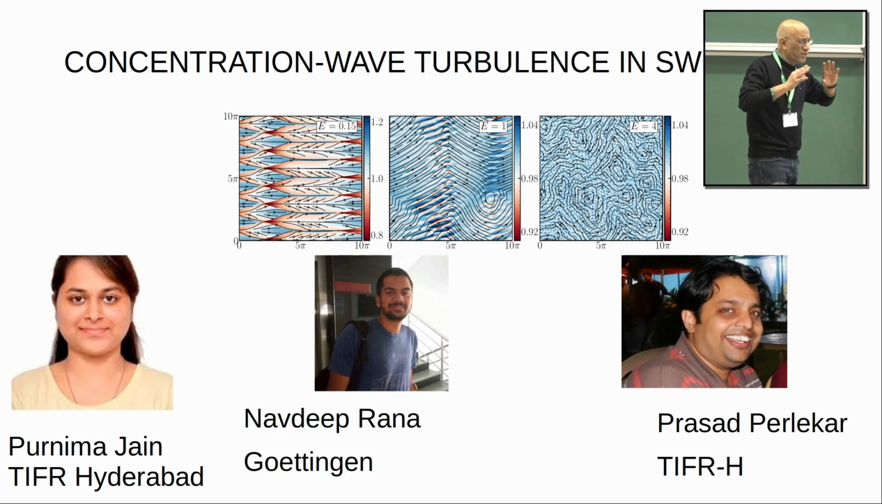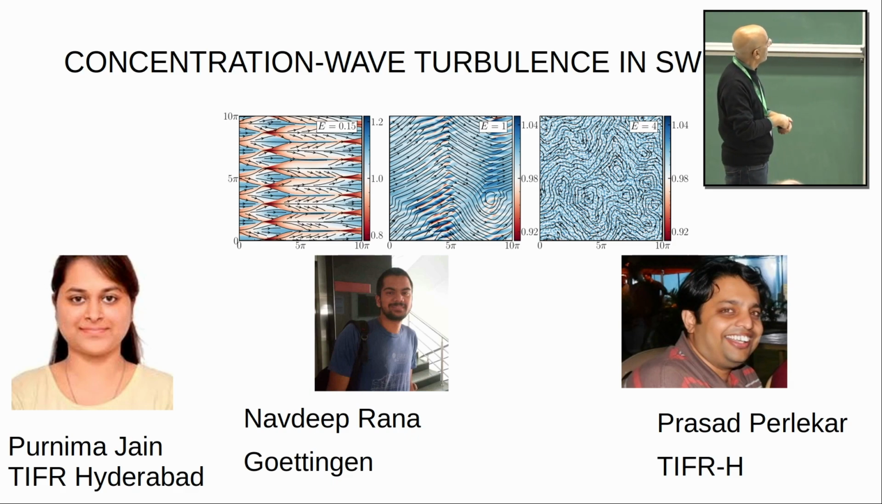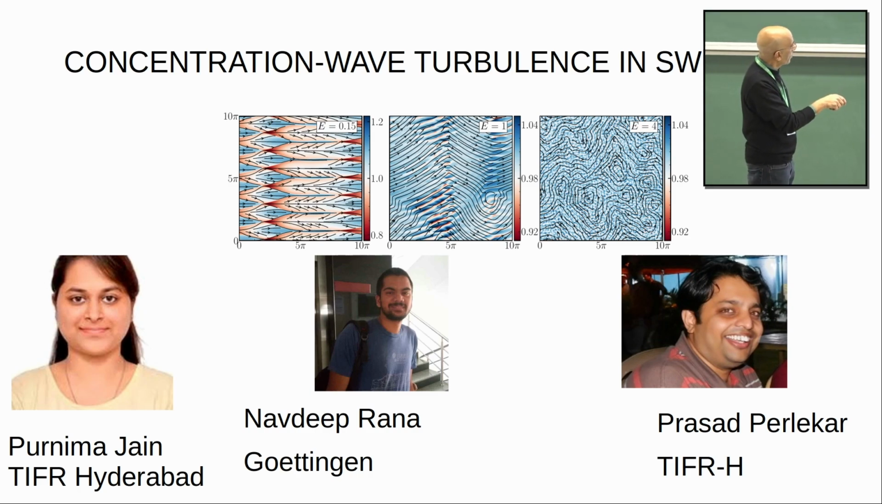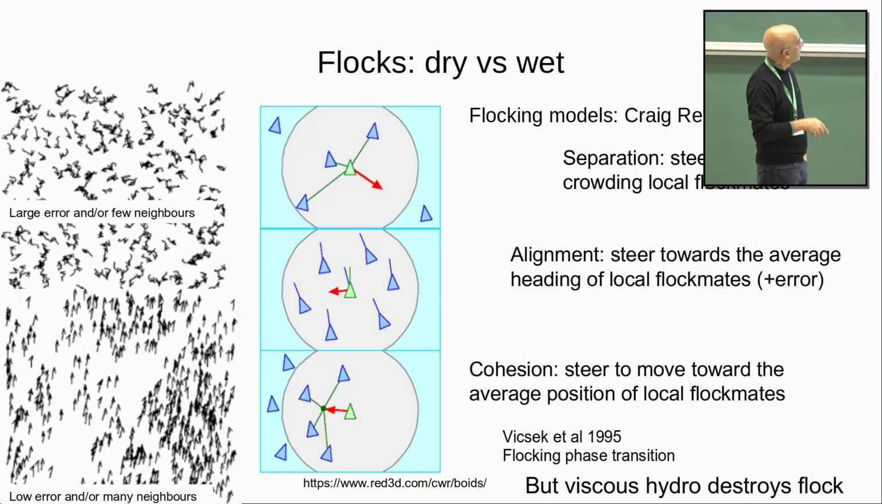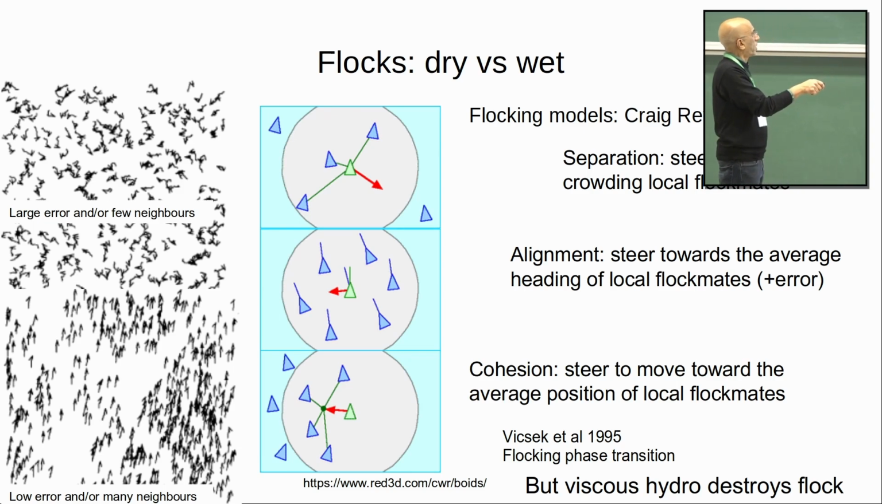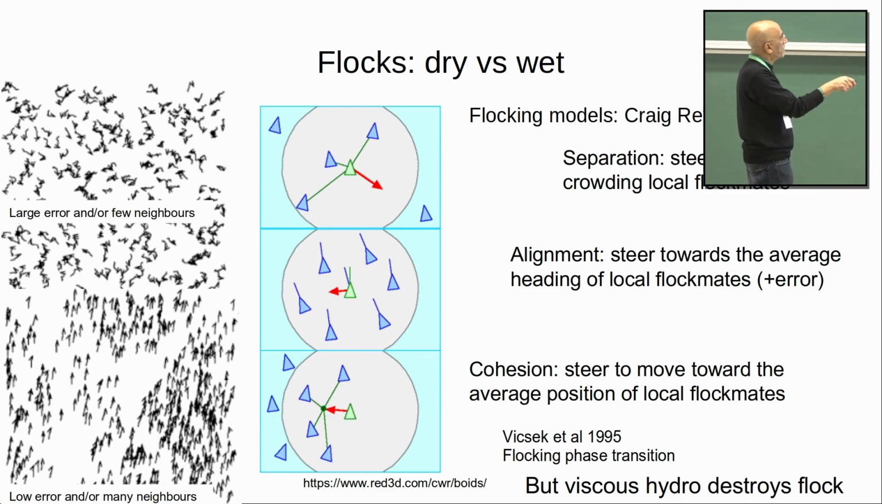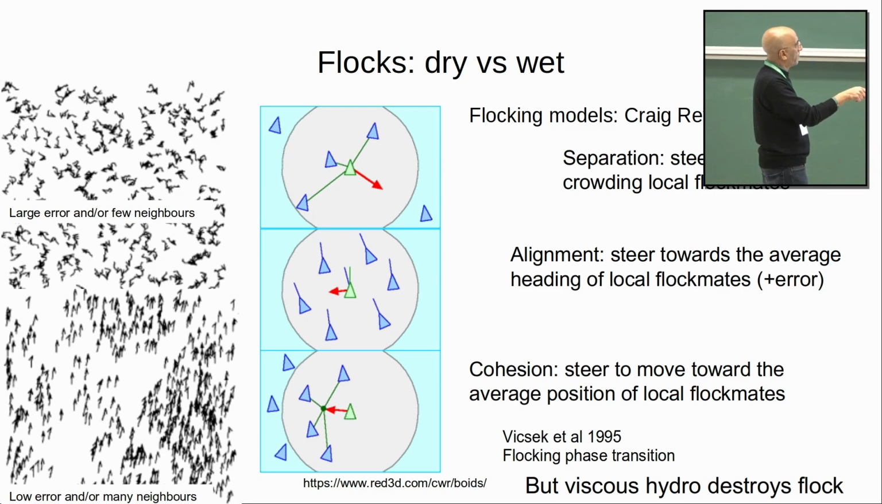This is now sort of the full mess of the hydrodynamics of active suspensions. This is the PhD work of Purnima Jain, who's a student of Prasad Perlekar's, and Navdeep, who used to be a student there, who's now at Göttingen. You have all seen flocking models. Basically, if you've got self-propelled particles that stay apart, don't come too close, don't go too far apart, but tend to align with each other by lining up with the average of their neighbors, then at low noise and or high density, you get a flock.